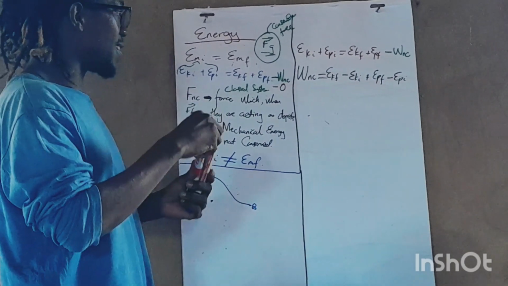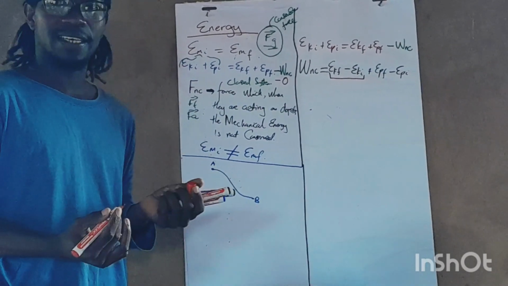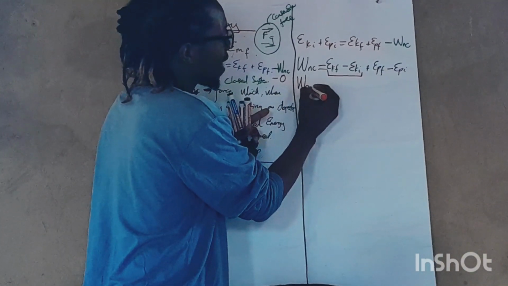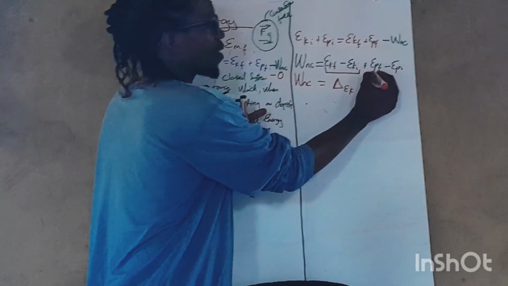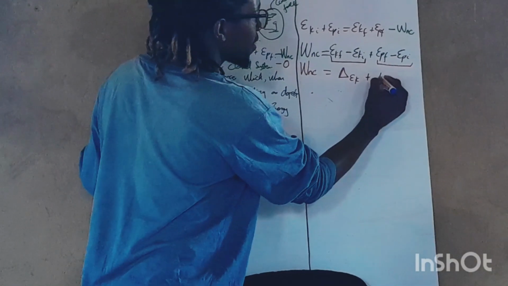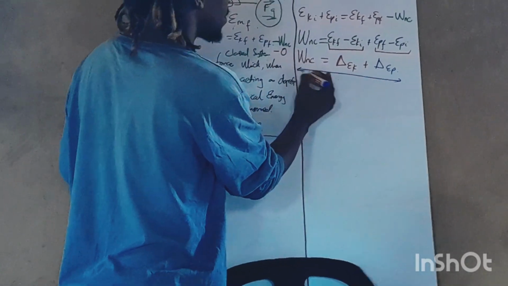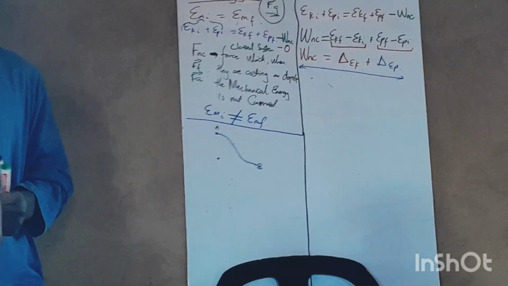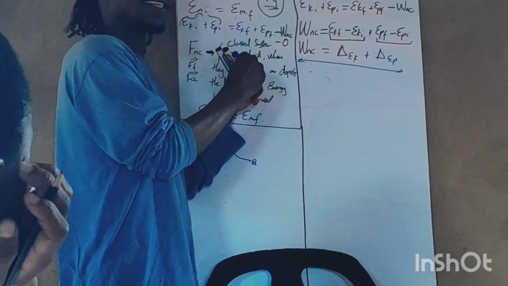But if we check these things here, how can we name them? It is a change in kinetic energy, because final minus initial is a change in something. So the work done by a non-conservative force should be equal to the change in EK plus the change in potential energy, EP. So this leaves our formula like this now: the work done by a non-conservative force is equal to the change in kinetic energy plus the change in potential energy. We can also put that in words.